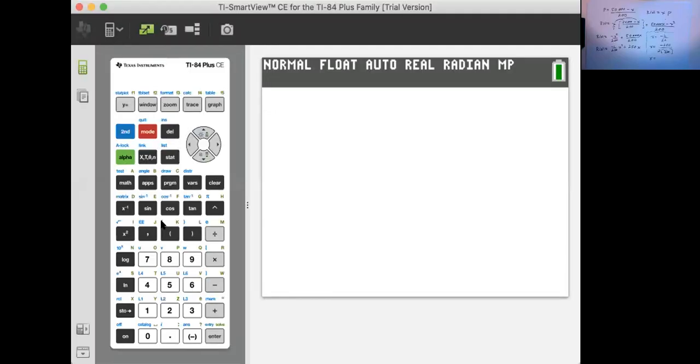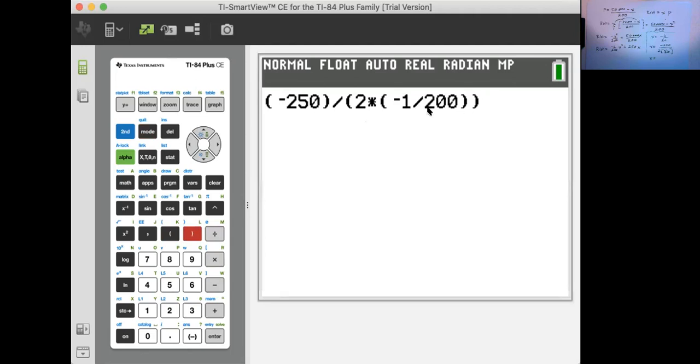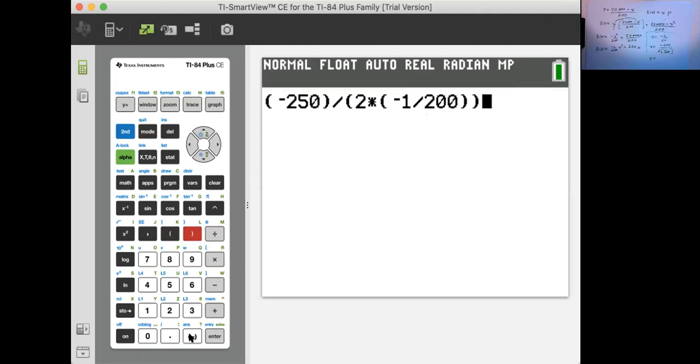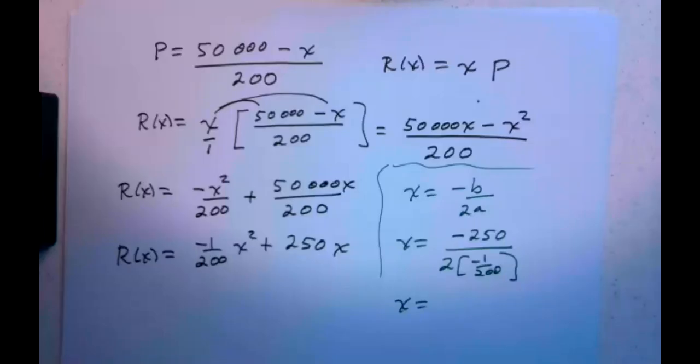I would probably put negative 250 on top in parentheses. When you're dealing with complicated fractions, it's usually good to put the top in parentheses and the bottom in parentheses. The bottom is 2 times negative 1 over 200. So you'll see how I've done that. Look at my syntax. The top is in parentheses here. Bottom is in parentheses here. I even put the negative 1 over 200 in parentheses. Negative button, don't forget, is this minus with the parentheses. And the result I get is 25,000. So X is 25,000. We believe that's the X value for the vertex, which is going to represent demand.